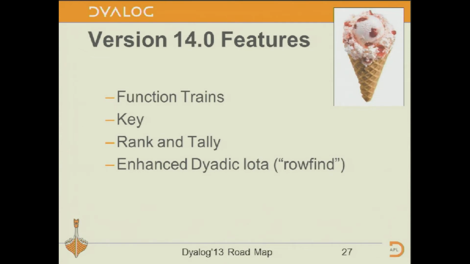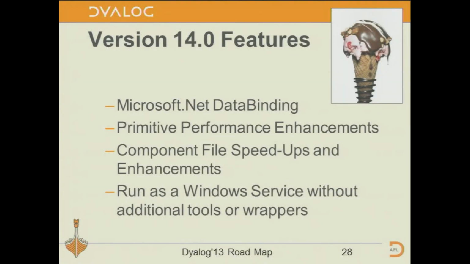And the extension to dyadic iota, where you can now do dyadic iota between matrices, and that is defined as a row find. And Roger will explain more about that in his talk. So that was on the language side, and sort of more on the system side. The important things are the Microsoft .NET data binding, primitive performance enhancements. There are also some quite significant enhancements to the component file system. And one thing that we're still hoping to sneak in before we release it is that APL will be able to run as a Windows service properly without using any additional tools or wrappers.